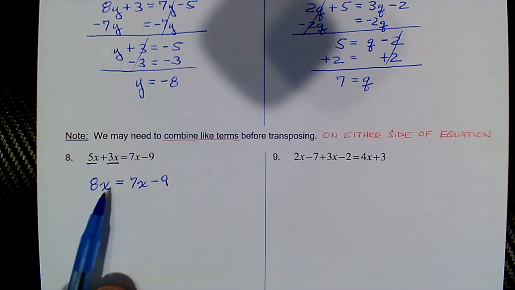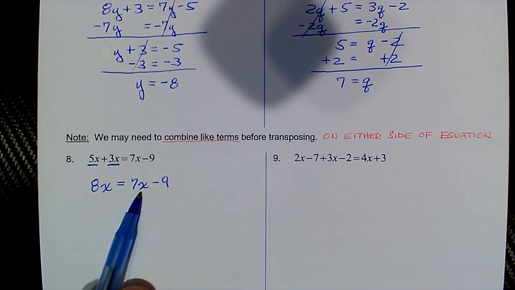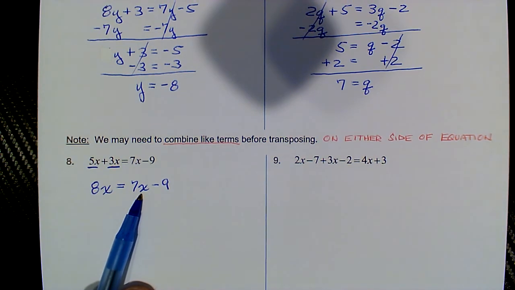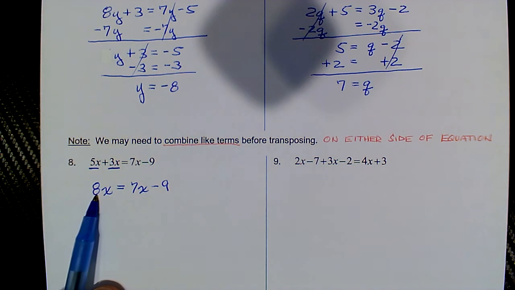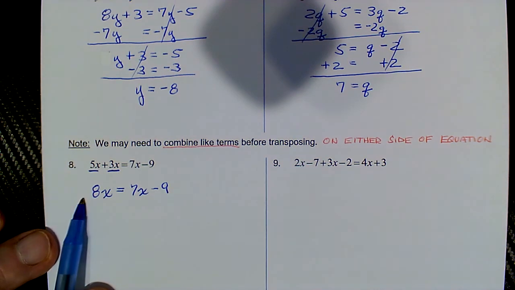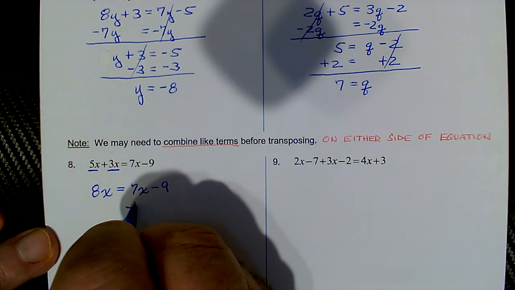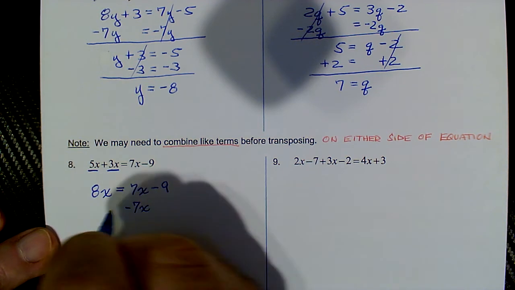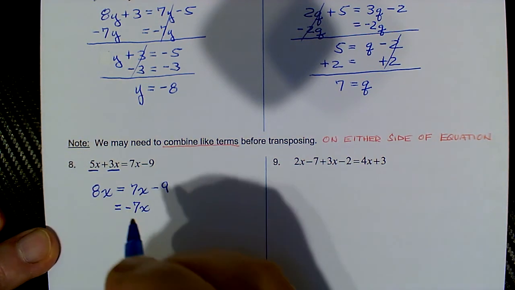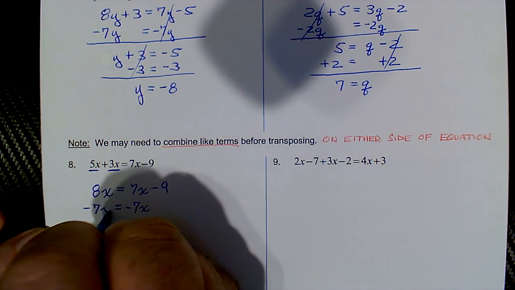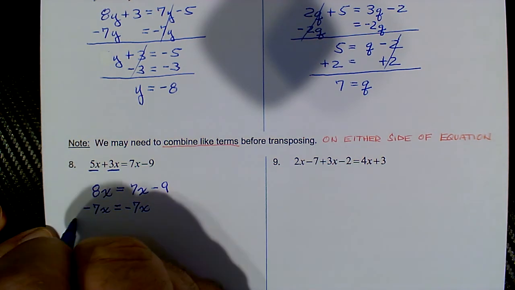Okay, so then we have the variable on both sides. And remember, the idea was we want to bring the variable to the side where the coefficient is greater, and that would be the 8. So we're going to bring the 7x to the left by transposing, adding the opposite, or subtracting 7x. So if we subtract 7x from the right, we're going to subtract 7x from the left as well.